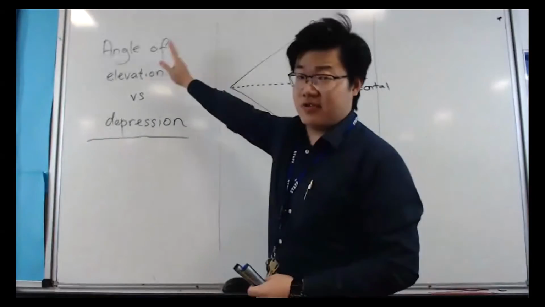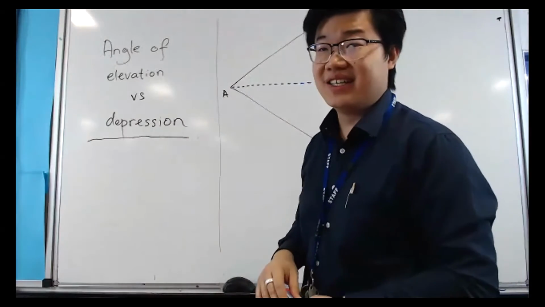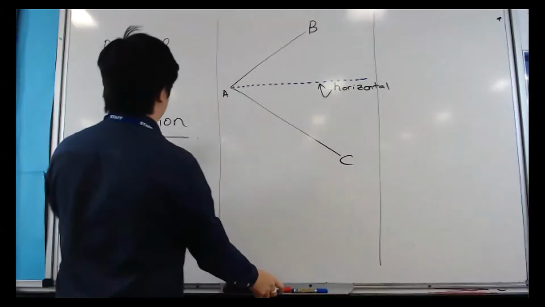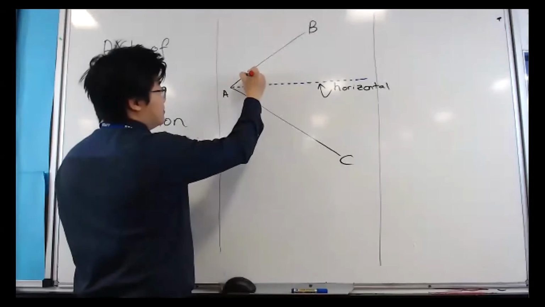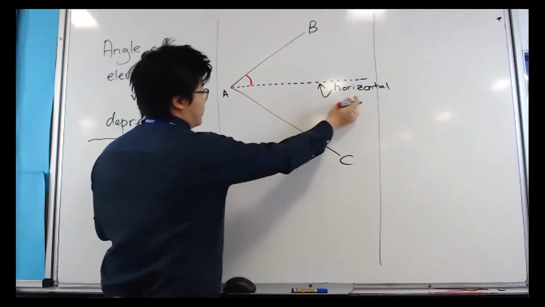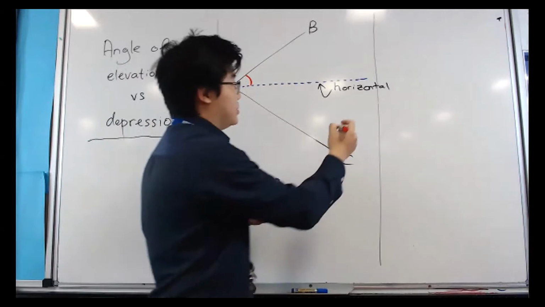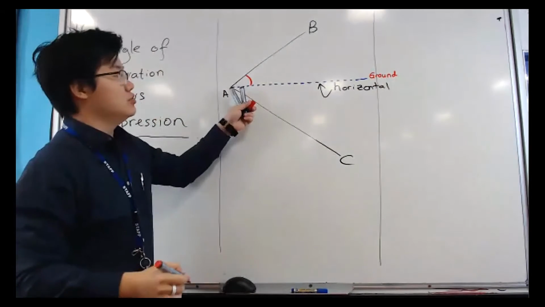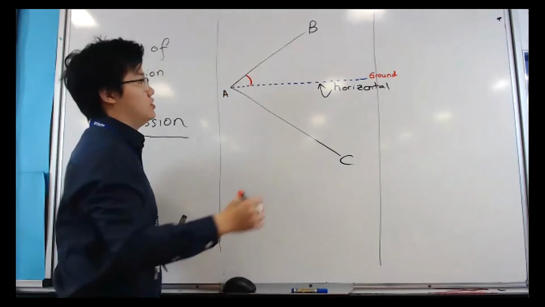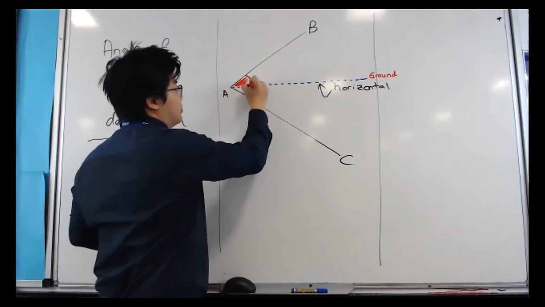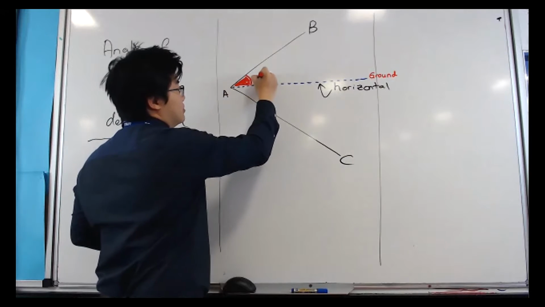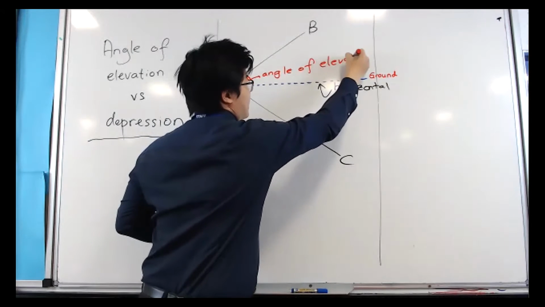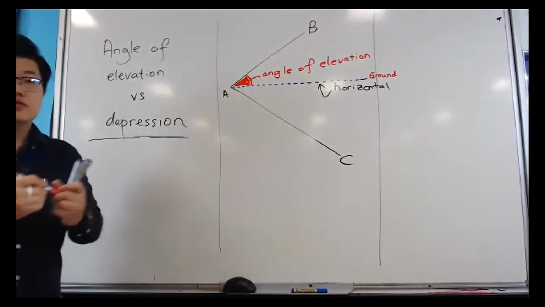So angle of elevation. The angle of elevation will be the angle from the horizontal. Now horizontal can also be the ground, okay? So it's the angle between the ground and whatever object is on top of that. That is what we call the angle of elevation.